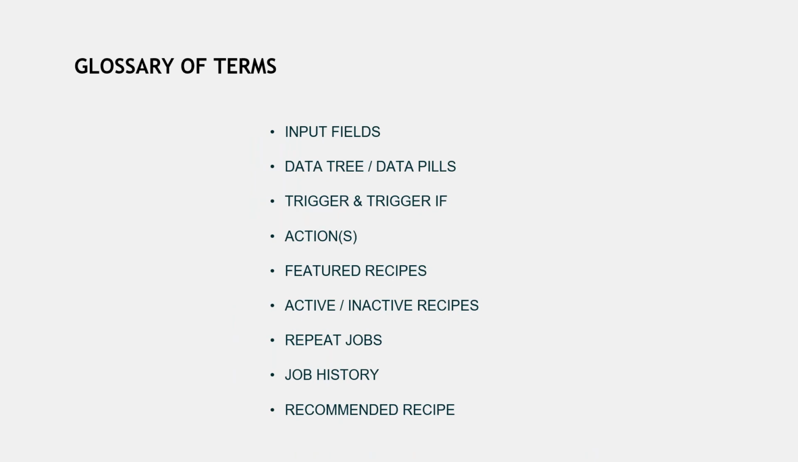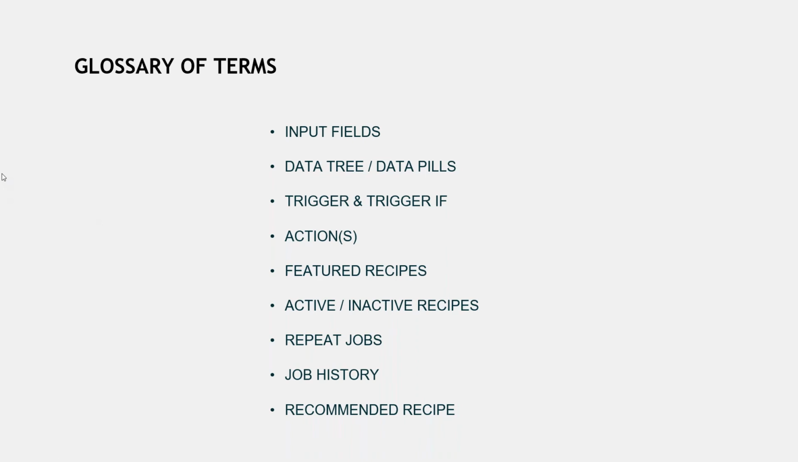Then we have the glossary of terms. The common terms are input fields. These are the fields that are used to map data into. Most actions have input fields, and you can find them on the left side of the recipe. Then we have data tree or data pills. The data tree is the data coming from the previous step, which you can drag and drop into the input fields on the left. And each individual element here is called a data pill.